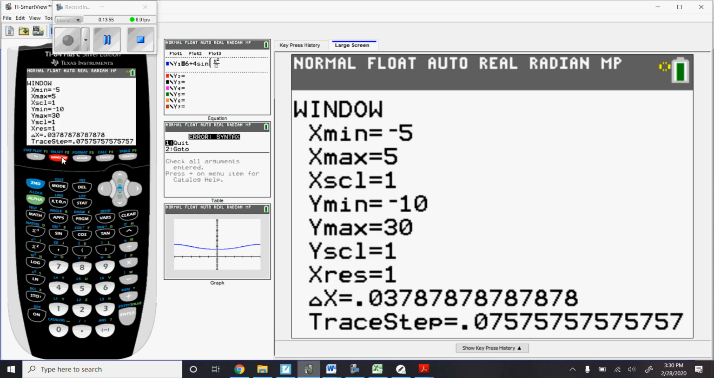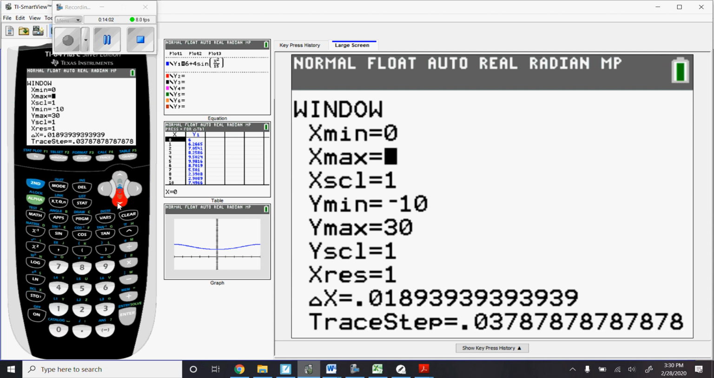Okay, and before I hit graph, since sometimes these things can take a little while to graph, I want to set my window. Well, my rate in goes from a t value of 0, so that's going to be my x min, to a t value of 8. That's going to be my x max.